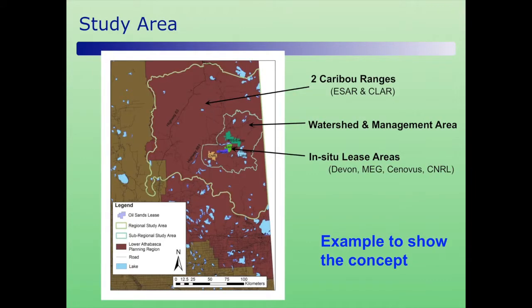The study area that we chose to work with for this study is a couple of caribou ranges in northeastern Alberta. So it's the East Side Range and the Cold Lake Range, and that forms the boundary of the broader study area. Within that, in a nested scale, is then a watershed, which would form a smaller sub-study area, and then one can drill right down into things like leases inside that watershed. And this is simply meant to be an example to show how these things could be done.